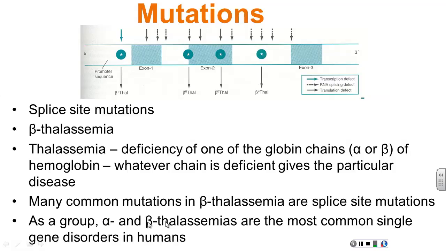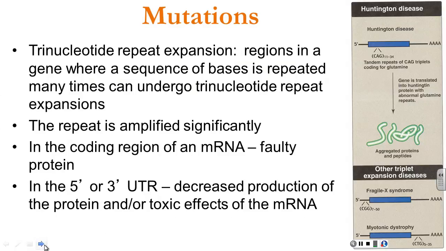As a group, the alpha and beta thalassemias are the most common single gene disorders in humans. That's why we're going to spend some time talking about this. High yield diseases, something that's frequently covered in depth in genetics. We're going to talk a little bit more about those later. But splice site mutations do happen. You'll notice there are some other mutations. One of the others we're going to talk about before the end of this lecture. So there are other mutation types, but splice site mutations are common in beta thalassemia.